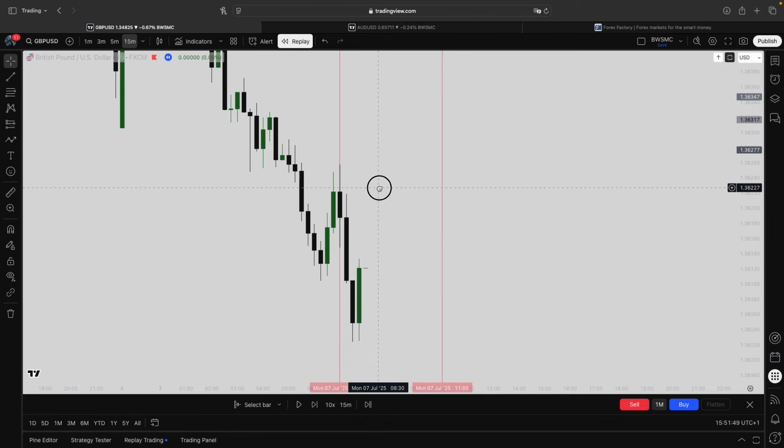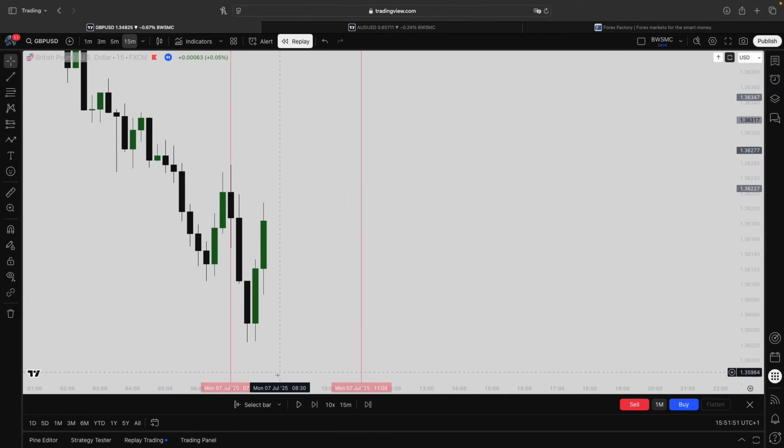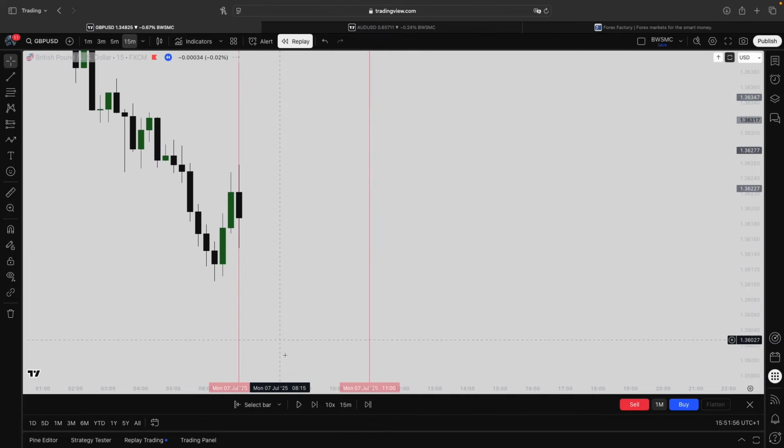Right now we're on the 15-minute time frame, and of course we're just letting the price do its thing. So what we want to see is a market structure shift. So you can see right here, we had a market structure shift.